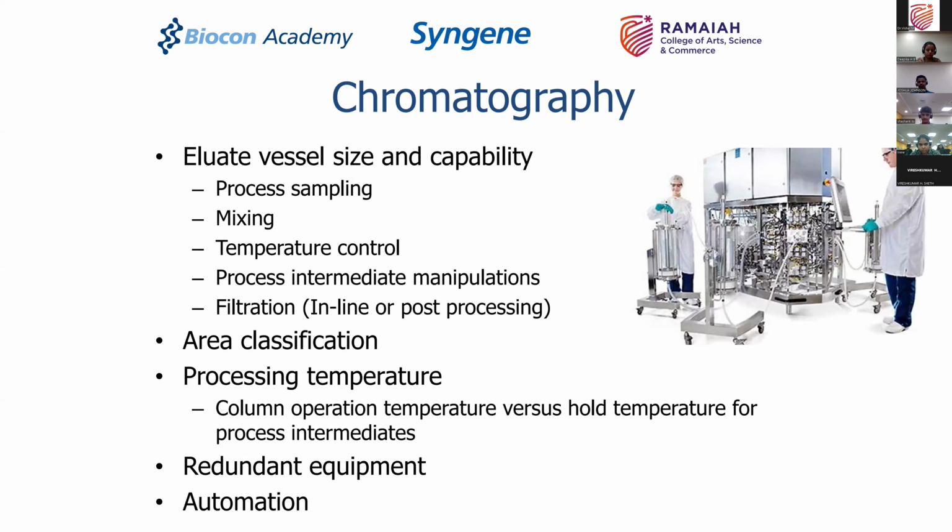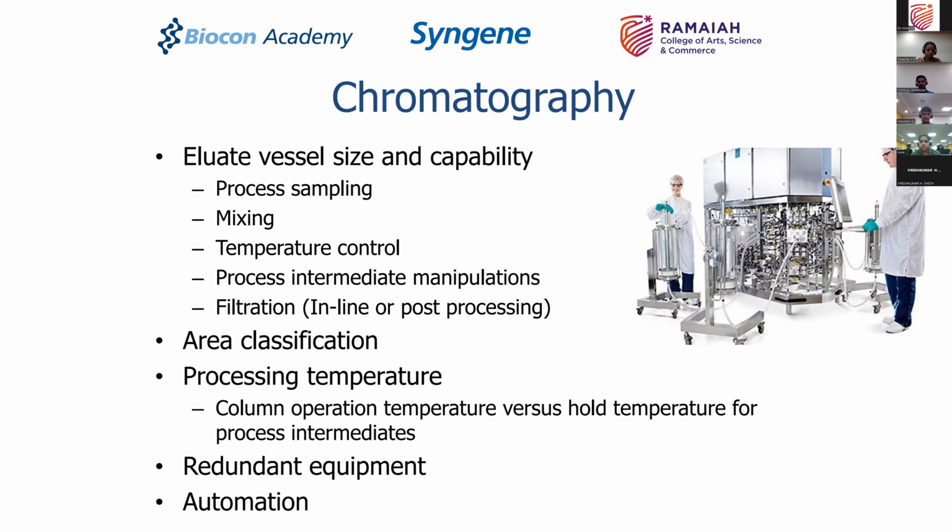So the size becomes important, sample becomes important, temperature control, mixing of the liquid when it is sent into the chromatography process becomes important. What are the manipulations that you need to do in terms of pressure, temperature conditions, flow rate conditions, and whether you need to do a filter before you send the liquid into the chromatography or post processing. These are all important factors which determine the type of chromatography system and the train around it.